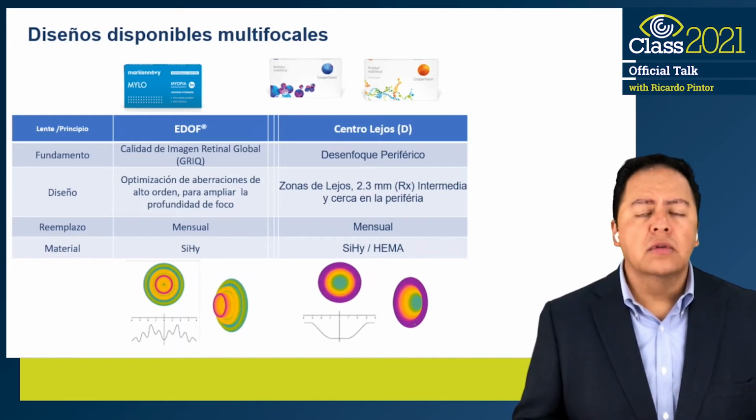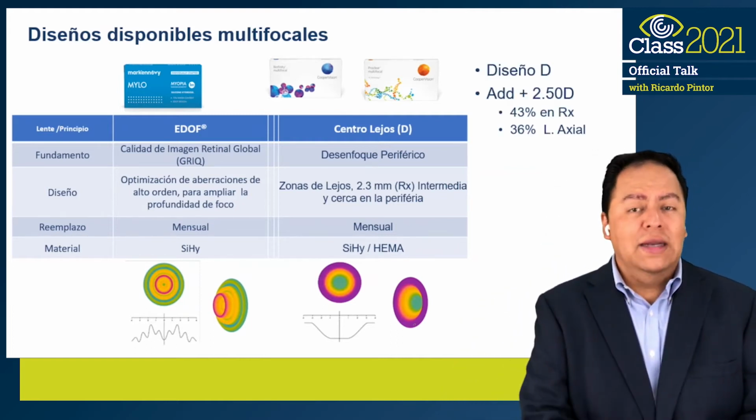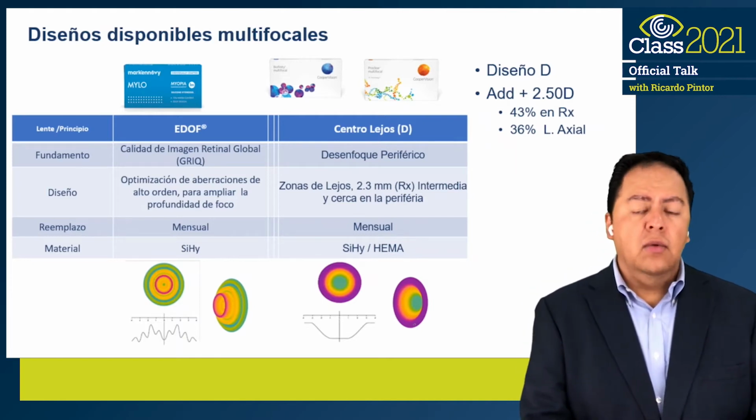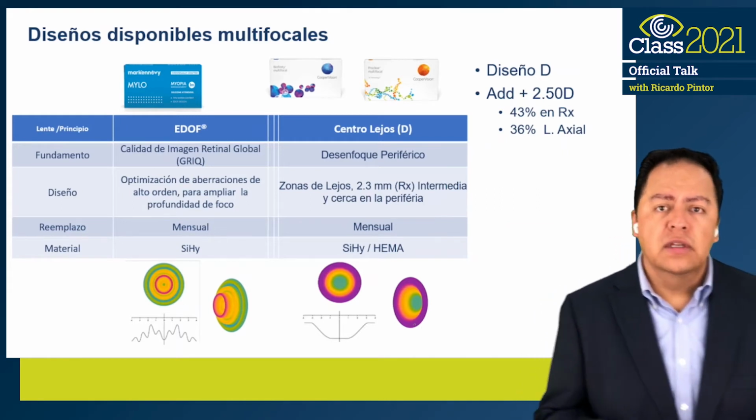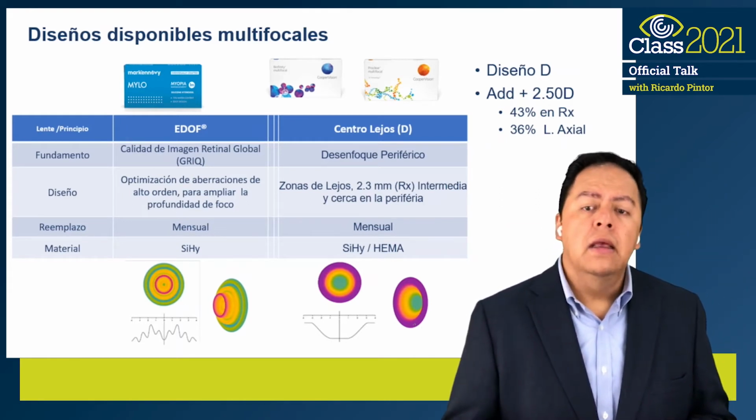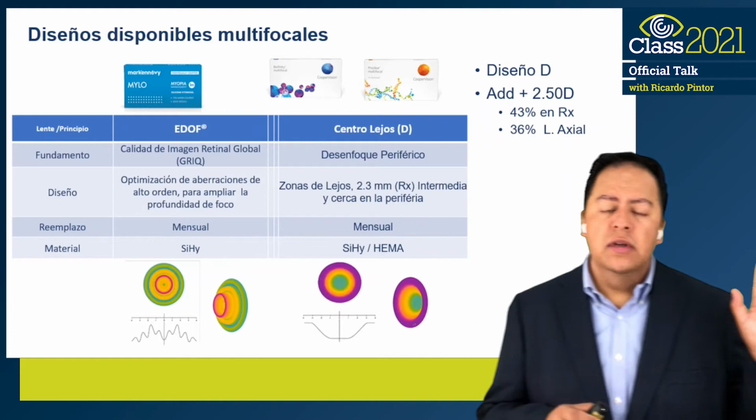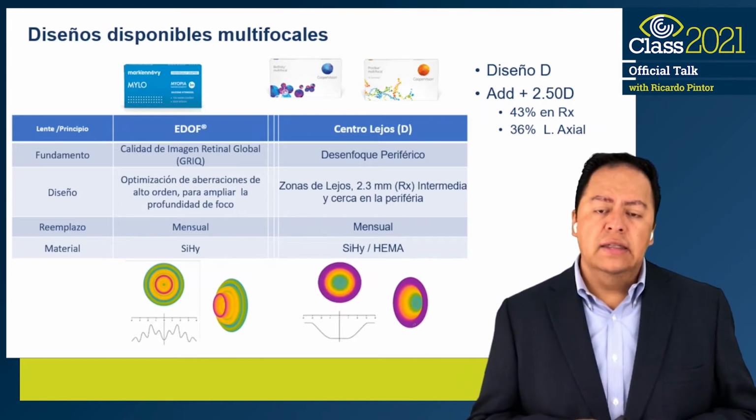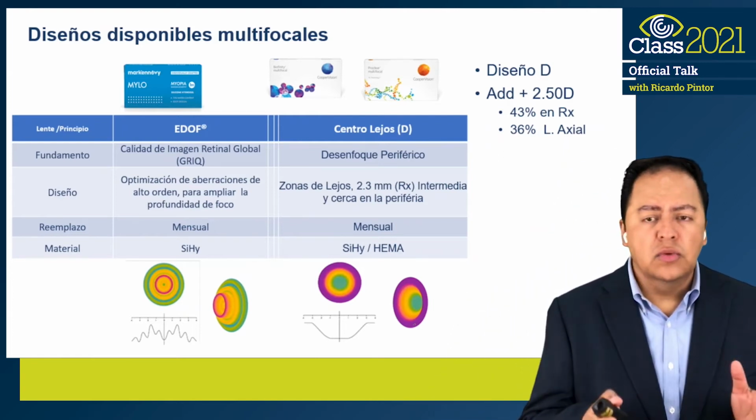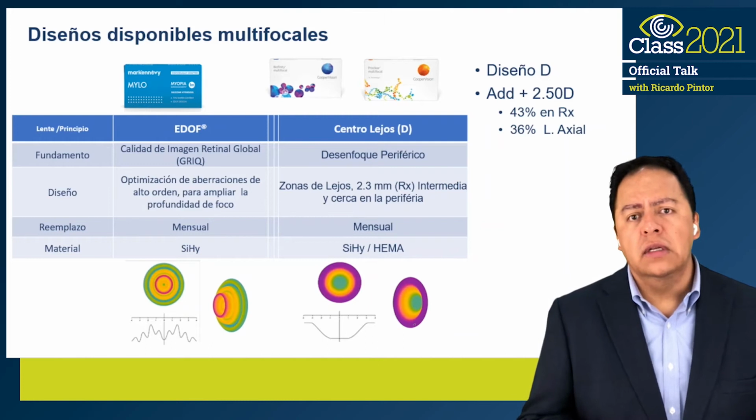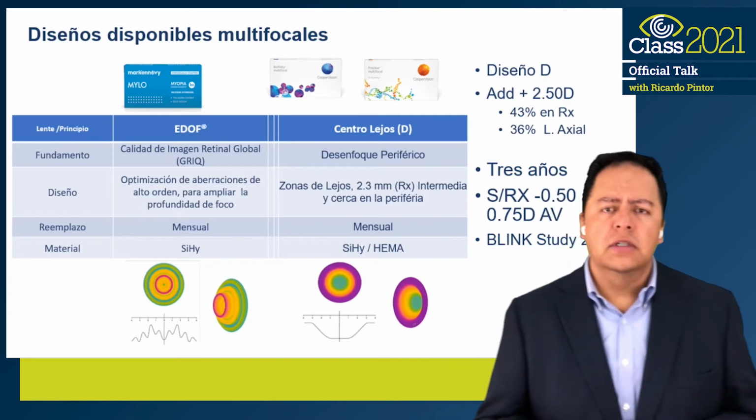I would like to mention here that there are some recent studies which have compared this design at the value of more than 2.50 diopters, and they have shown an effectiveness of about 43% in the slowdown of the diopters of the spherical equivalent, and around 36% in regard to the axial length. I am referring specifically to the Center Distance design, which is created by CooperVision. And this is not a study carried out specifically by CooperVision, but a study carried out for more than 3 years, which is called the BLINK study.